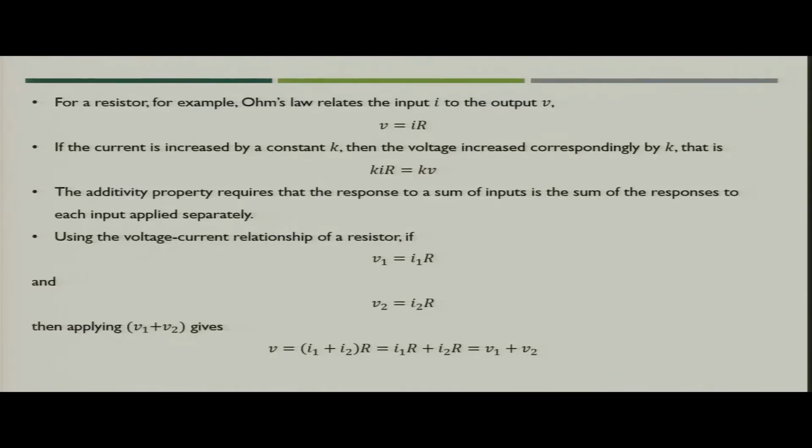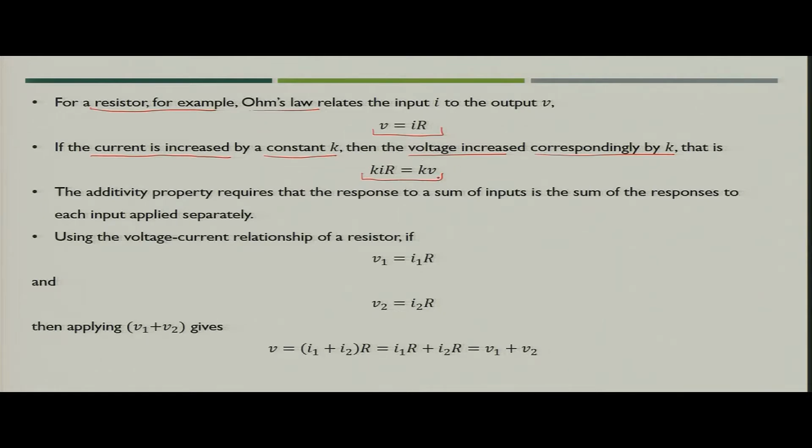Now let us see how we will define it. Let us take the example of one resistor. It follows Ohm's law. So, as per Ohm's law, what can you write for voltage? Voltage would be current I multiplied by resistance R. Now, if it is following the homogeneity property, it means that if current is increased by constant k, then voltage will also be increased by constant k. So, in that way you can write k into IR is nothing but k into V.